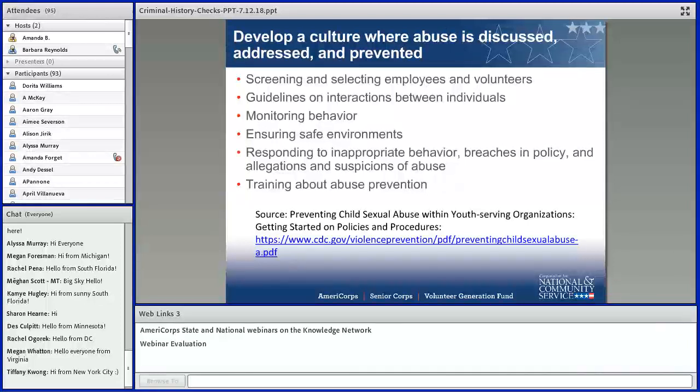This is a lot of stuff to do to create a safe environment. And CNCS actually only requires you to do that first half of that first bullet, which is screening. So I hope you guys have had these conversations and are thinking about how you can incorporate other things into your practices to make sure that everyone is safe.